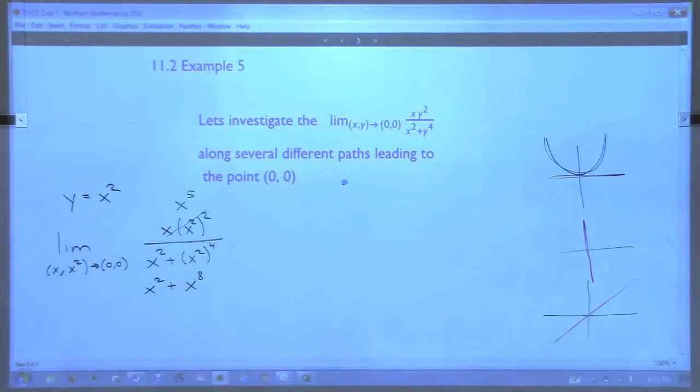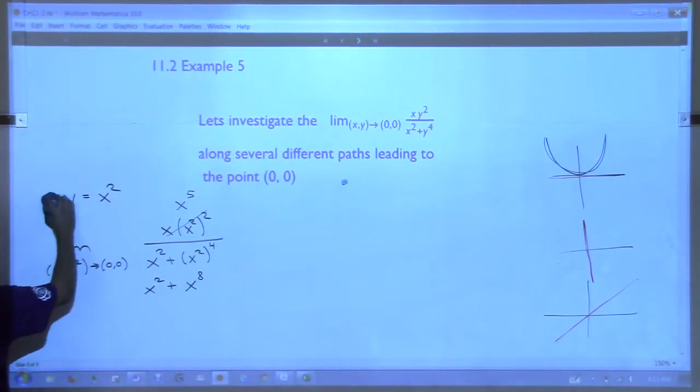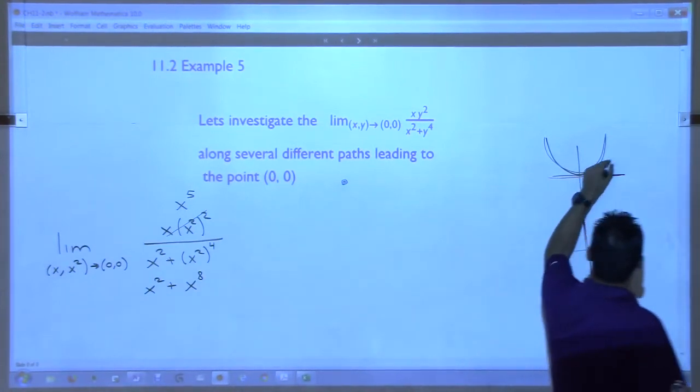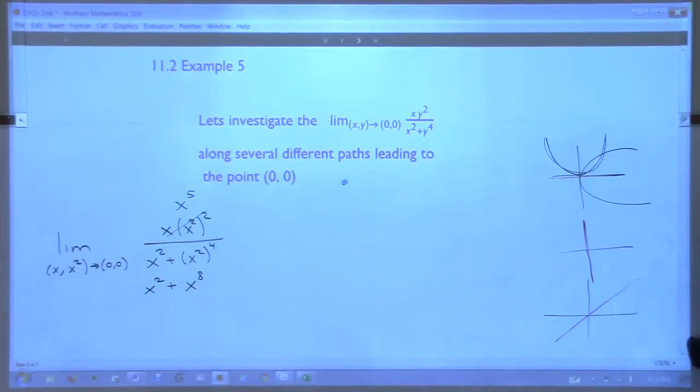Man, this doesn't seem to be helping. You want to do x cubed? Try something else. So this didn't work, right? Think we have any hope doing it that way?